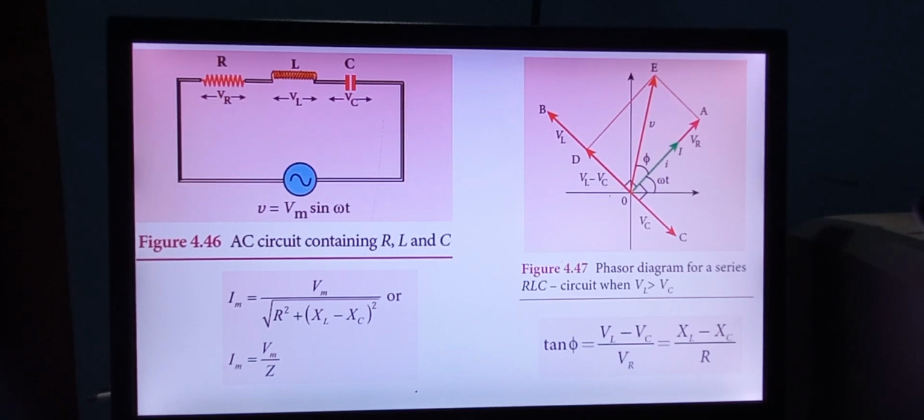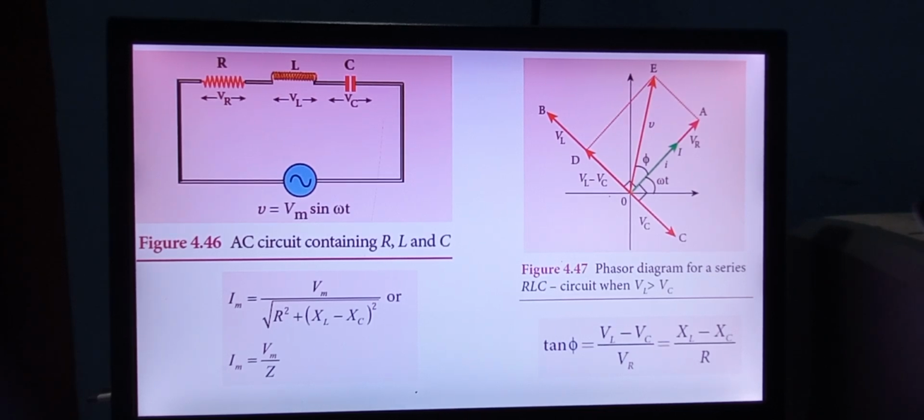Next, AC circuit containing R, L and C. And the phasor diagram for a series RLC circuit when VL is greater than VC. The formula: Im, the maximum current, will be equal to Vm by square root of R squared plus XL minus XC whole squared, or Im will be equal to Vm by Z. Here Z is the impedance. Then for the phasor diagram, tan phi will be equal to VL minus VC by VR, which is equal to XL minus XC by R.